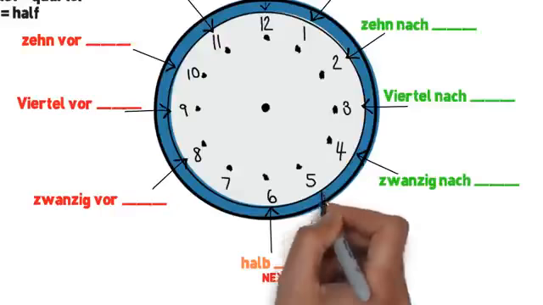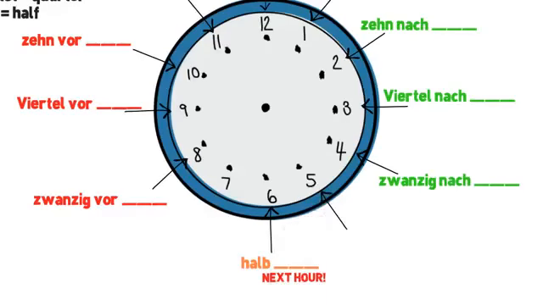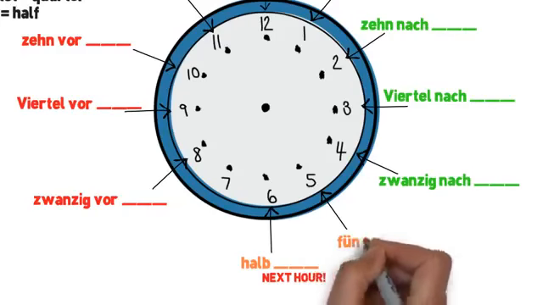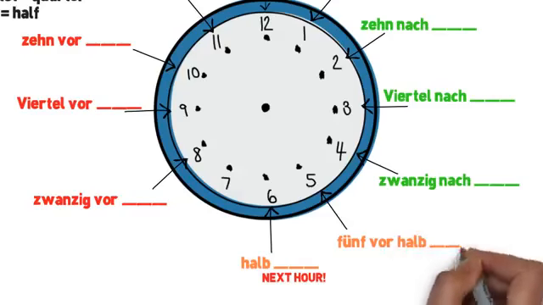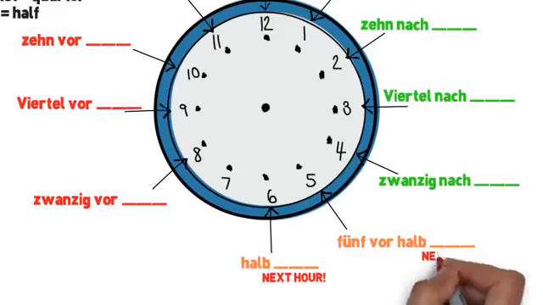There are 2 more times to deal with on either side of halb. We're going to use the phrase 5 vor with 25 minutes after the hour, but it's not 5 before the hour, it's 5 before the half hour. So again, we need to use the word halb and then refer to the upcoming hour. 7:25, for instance, is 5 vor halb 8. 9:25 is 5 vor halb 10. 11:25 is 5 vor halb 12.